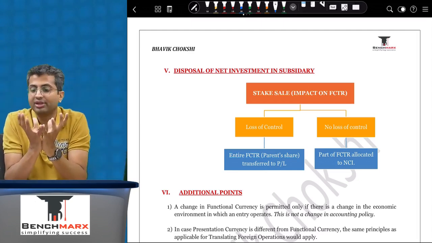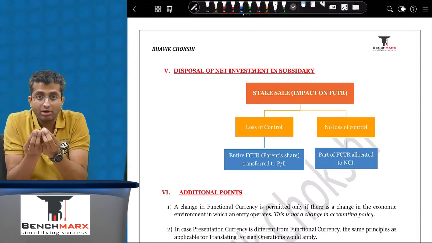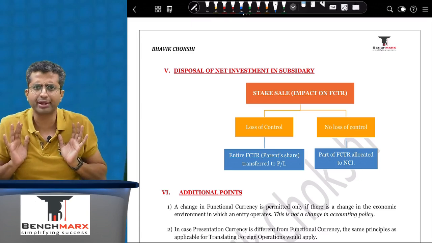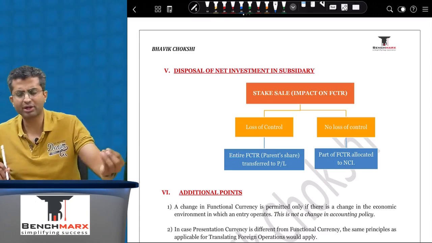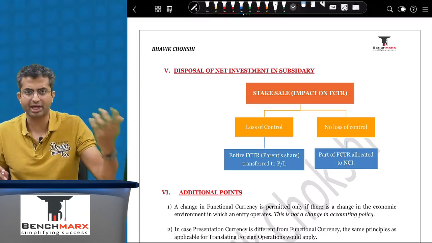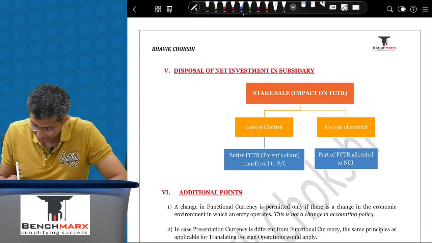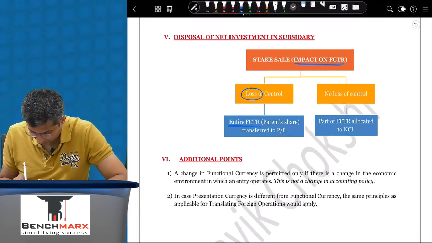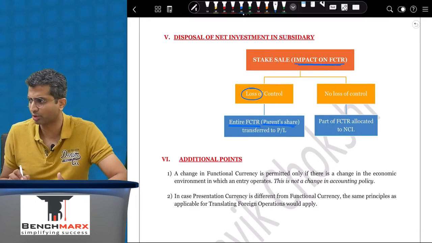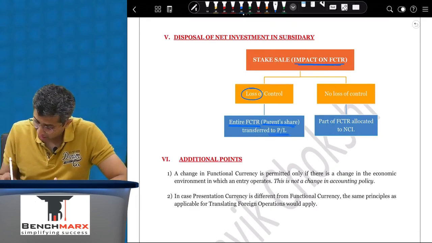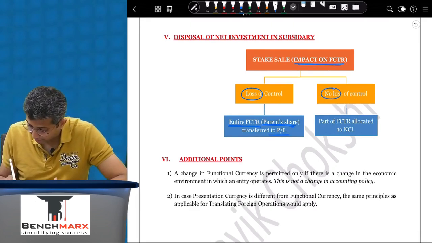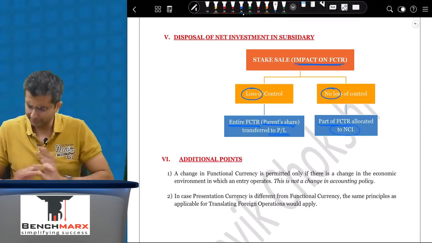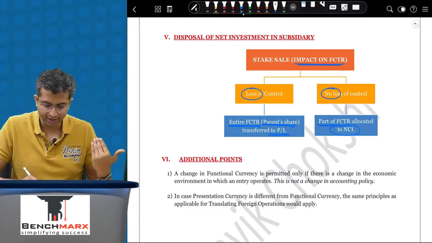In fact, you say that, okay, we had an FCTR worth, let's say, 100 rupees. Now 20% of that is attributable to the NCI, 80% of that continues with the parent. So this is not just for FCTR, this is for every reserve, every asset, every liability. So, stake sale, the impact on FCTR: if there is a loss of control, the entire FCTR, which is a parent share appearing as a part of your consolidated reserves, will be transferred to the PNL. And if there is no loss of control, then the part of FCTR will be allocated to NCI. So in our example, 20%. This largely takes care of Ind AS 21.